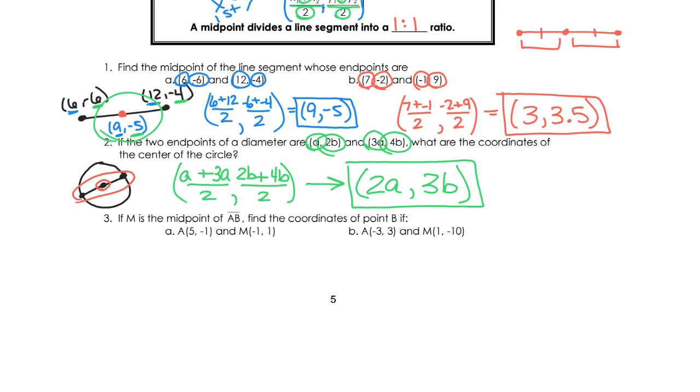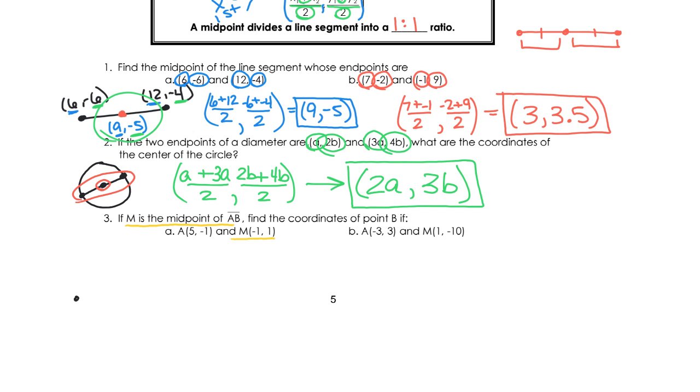Okay. Number 3 is a little bit different, and you guys can see why in a second. It says if M is the midpoint of AB, find the coordinates of point B. So they're not asking for the midpoint. They're actually giving us the midpoint. Notice they're giving us M, so we're not looking for the midpoint in this question.